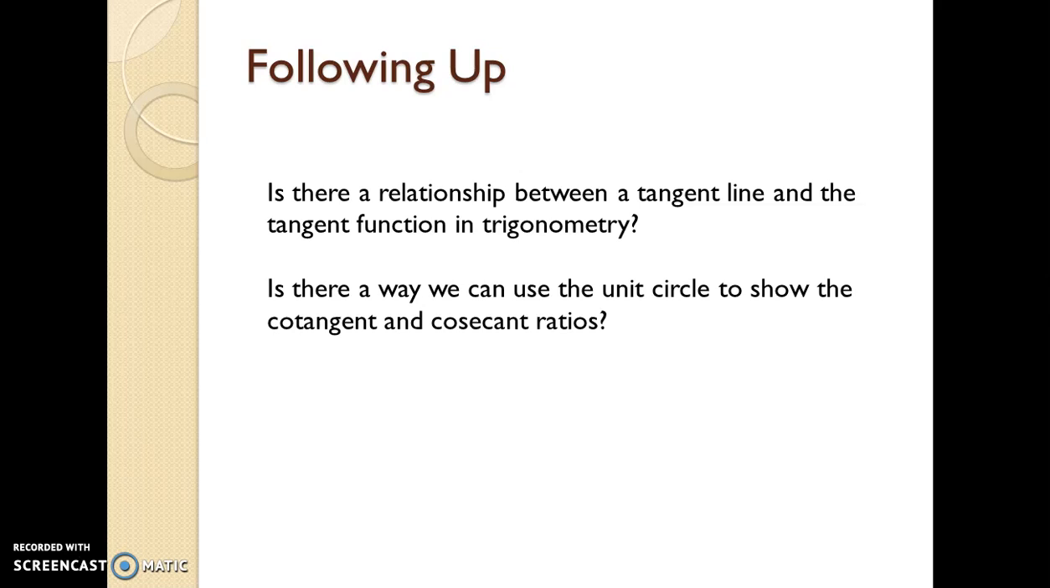Another question that I could follow up with the students on is, is there a way we can use the unit circle to show cotangent and cosecant ratios? This one is not quite as obvious as the tangent one will be, but there is a way to do it.